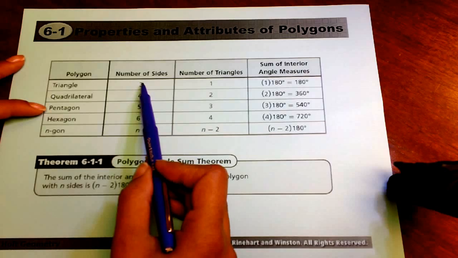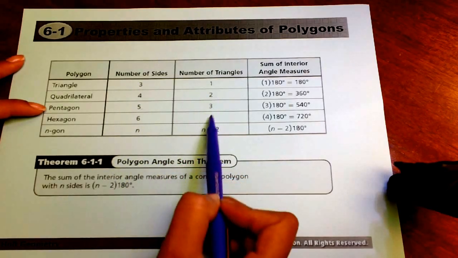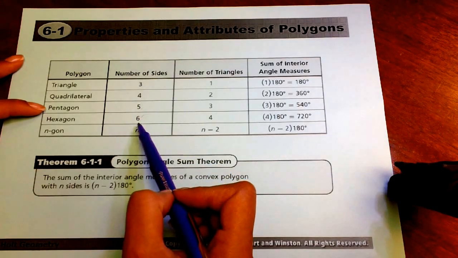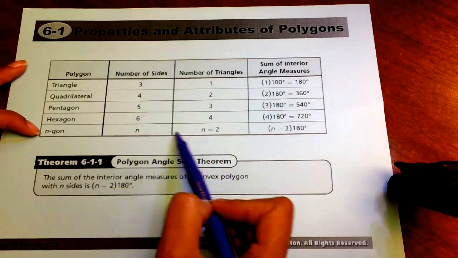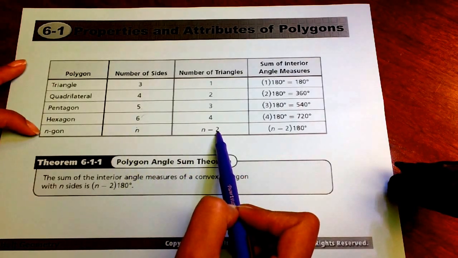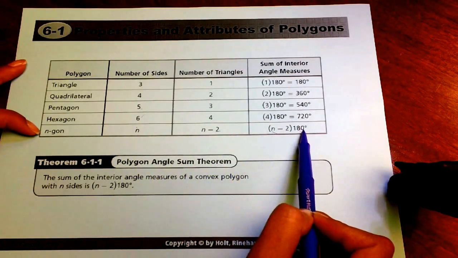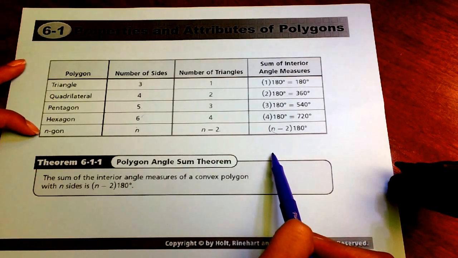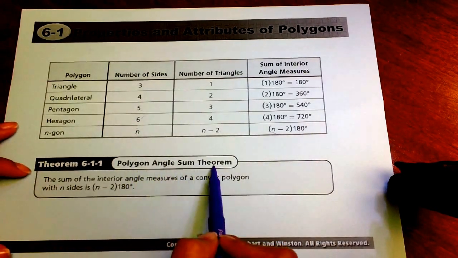If you notice, this number of triangles that I create is 2 less than the number of sides in the shape. So this is our formula. Whatever that number of sides is, if I subtract 2 and then multiply that number times 180, that will give me the total sum of the angles within the polygon. And that's your polygon angle sum theorem.